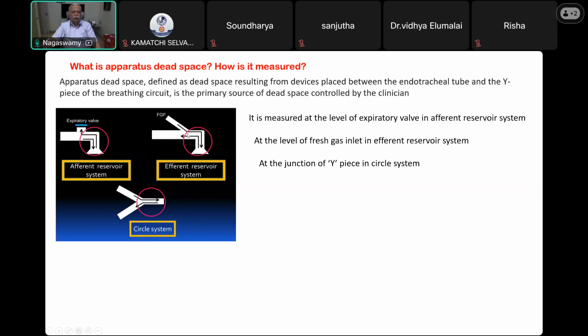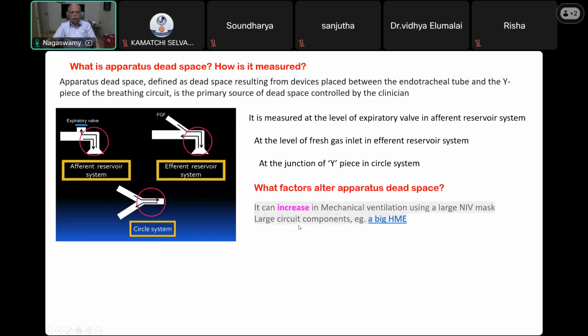Whereas in the efferent reservoir, you always know that the fresh gas flow is very close to the patient's breathing system or respiratory tract. So this is the dead space. And in the circle system, it is at the junction of the Y-piece. Okay? So these are the 3 common things that you have to remember about dead space.